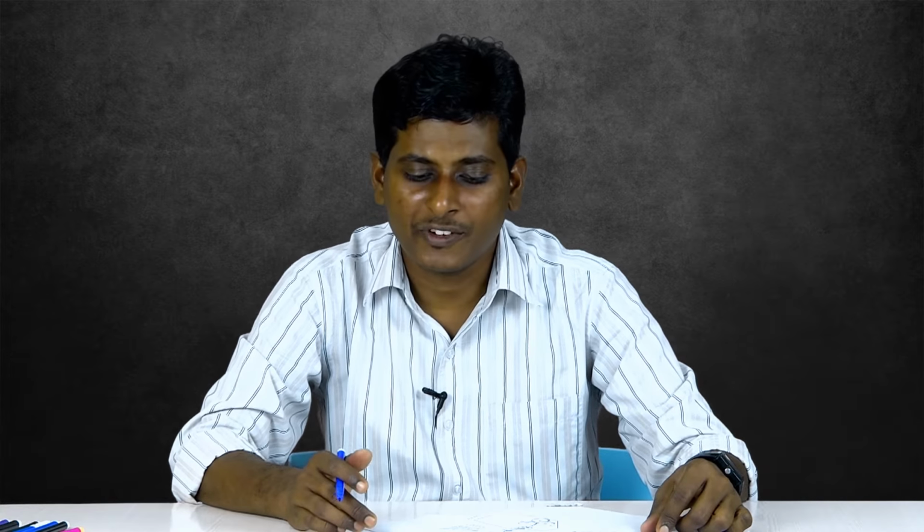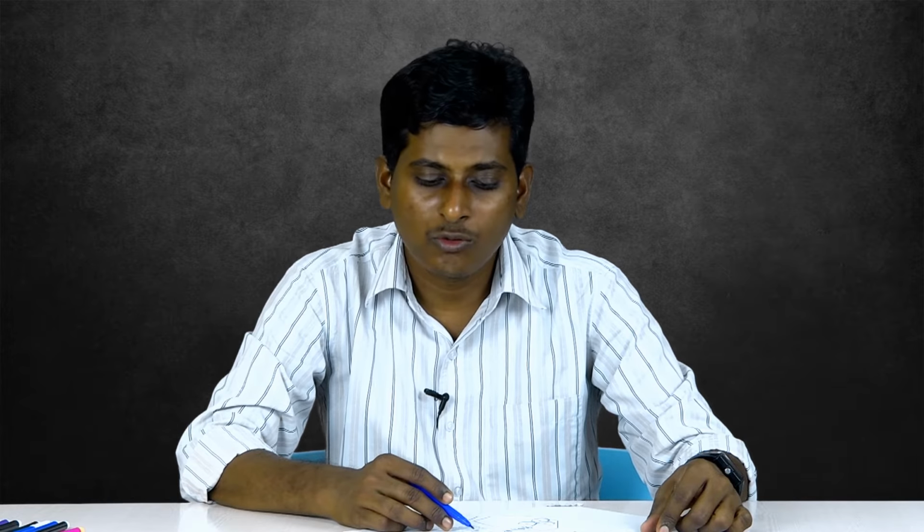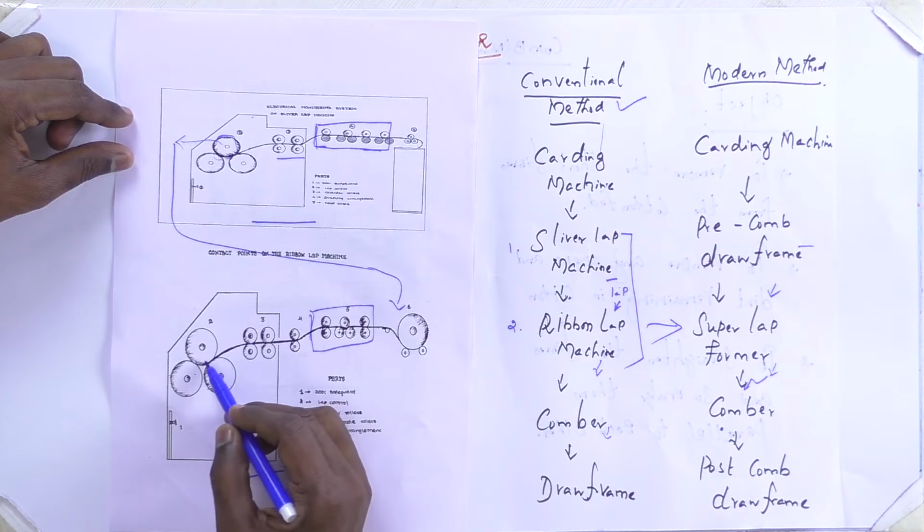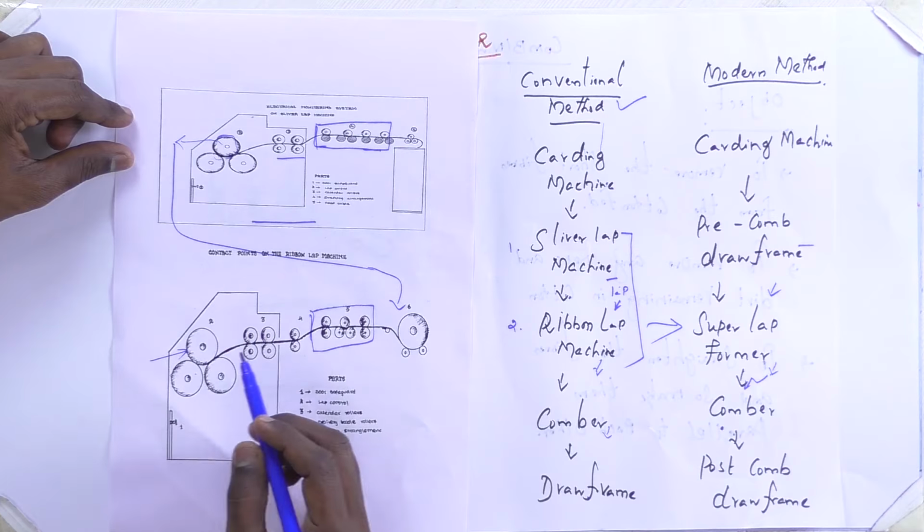What is drafting? The feed material thickness is reduced and the length is increased. The stretching forces take place. This is called draft. So the 6 sliver laps are doubled together and drafted to form a web. The web is wound on a suitable package, that is called a ribbon lap. The sliver lap and ribbon lap both look the same. This ribbon lap is a feed material for comber.